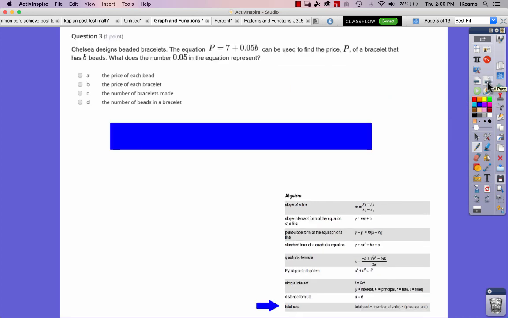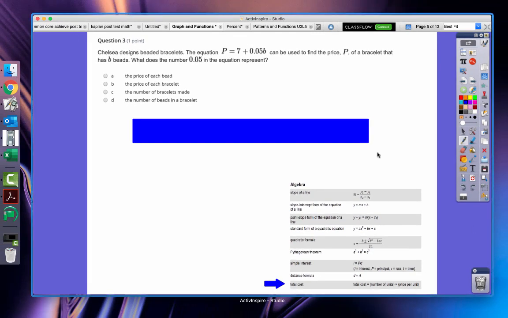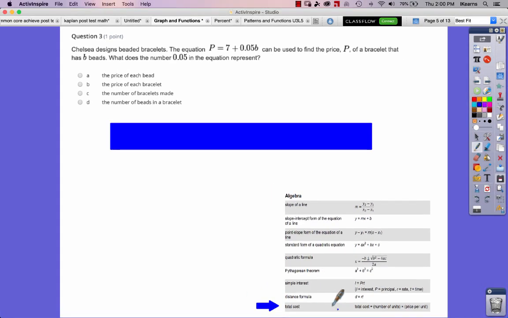All right, question 3. Chelsea designs beaded bracelets. The equation P equals 7 plus 0.05B can be used to find the price P of a bracelet that has B beads. What does the number 0.05 in the equation represent? So again, as I highlighted at the beginning, you might want to say, well, this is the total cost and try to use this one. And in a way you can.